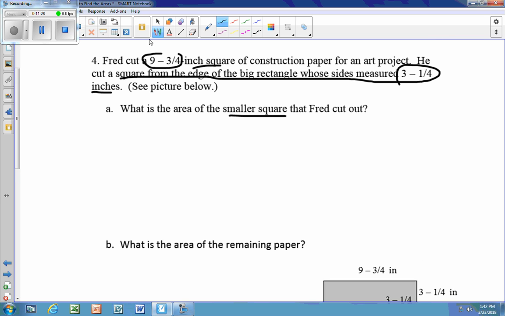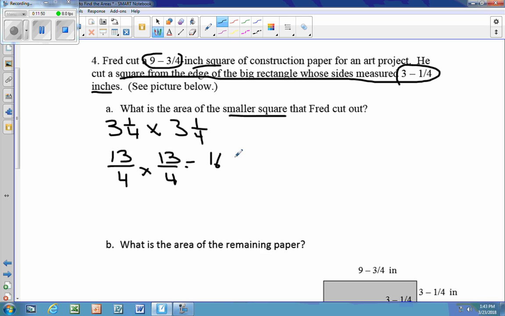So we're finding the area of 3 1/4 times 3 1/4. And when we find the area of 3 1/4 and 3 1/4, what we're really doing is finding that it's 13 fourths times 13 fourths. And when we multiply this all out, we end up with 169 sixteenths. Now we can't leave it improper, so when we turn that, we end up with 10 9/16 inches squared.